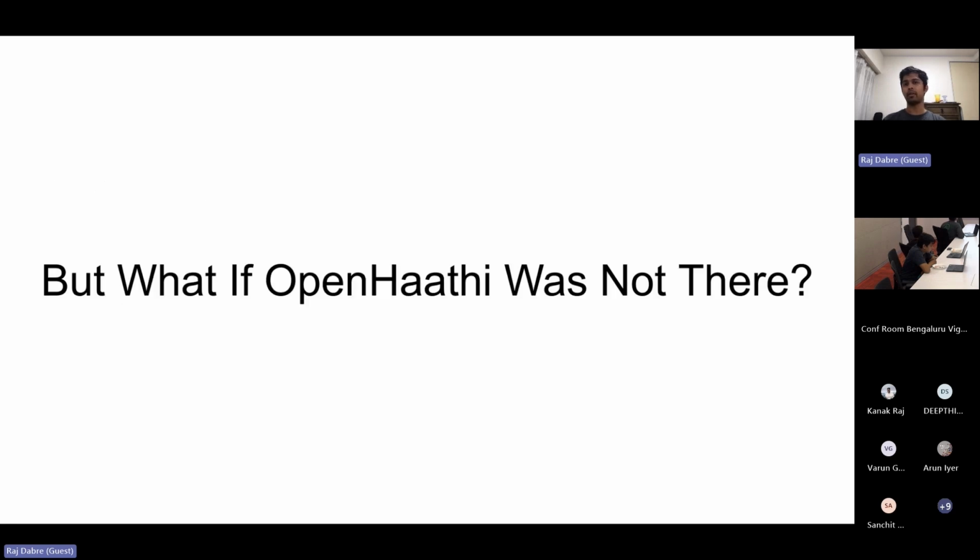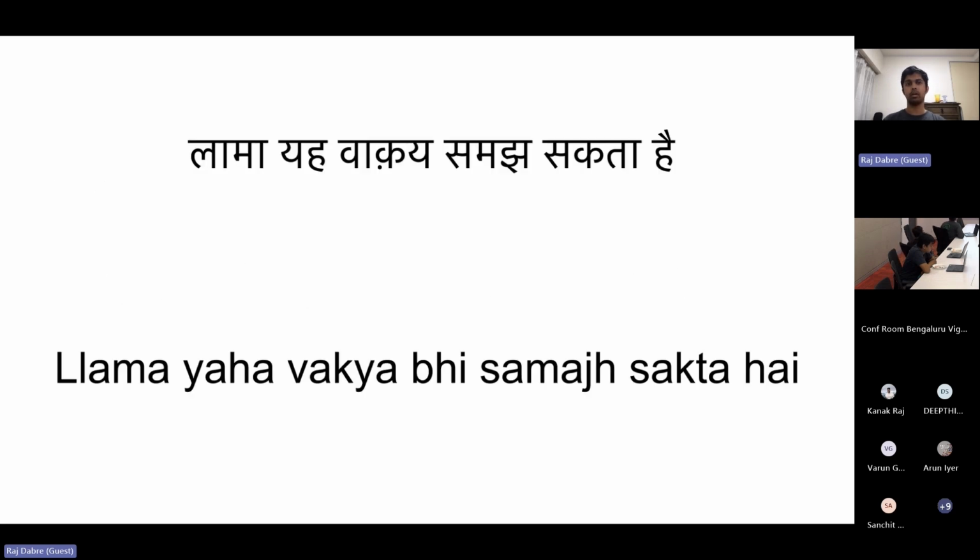So what if OpenHathi was not there though? What would we do? Well, the nice thing is that Llama यह वाक्य समझ सकता है, and Llama can also understand this sentence. So what I've done is it's just in Hindi in Devanagari script and then a romanization. Turns out Llama can understand both of these things. You prompt the Llama model, it ends up generating in both styles. So it means that inherently these models have seen a certain amount of romanized data.